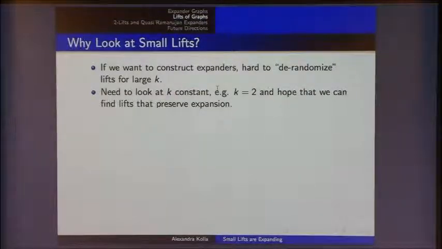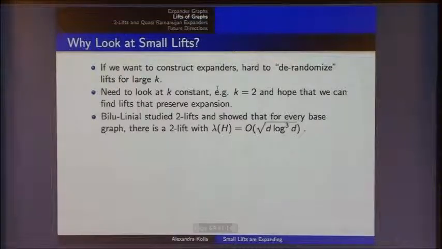Like, can we show that for any base graph, 2-lifts are with high probability expanding? And then there is hope. There is a way. I mean, not an exact way to construct Ramanujan graphs, but Bilu and Linial have a way to give good expanders from such lifts. There are many issues here, but let me say first what Bilu and Linial actually did do.